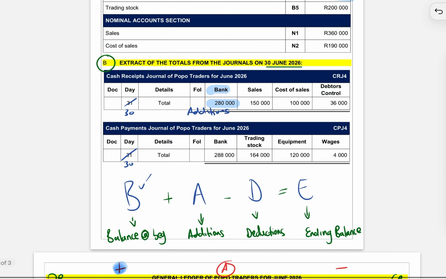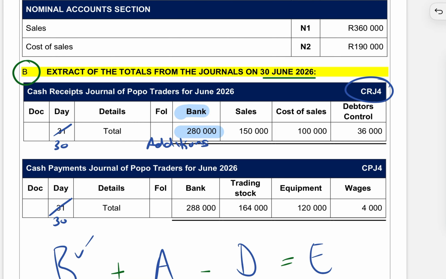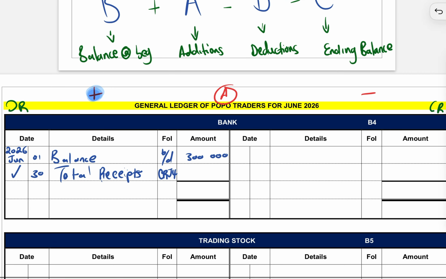If you go back to the CRJ, you will notice that at the top right corner there's a folio reference number, the number that helps you to identify the journal that you are extracting information from. It is CRJ number 4. That's what we write under folio. So this folio makes it easy to track or trace information.